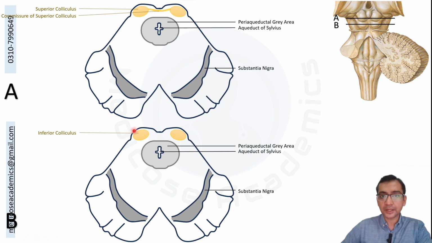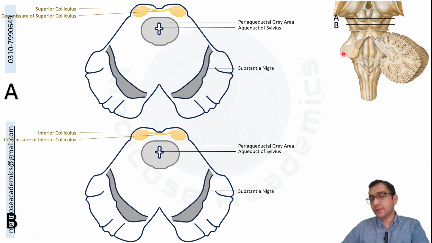Similarly, there are inferior colliculi. At this level, they are majorly responsible for relaying auditory signals, and between them there will be the commissure of the inferior colliculus. Now let's start with the descending tract.